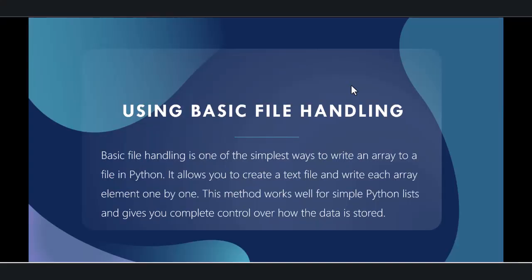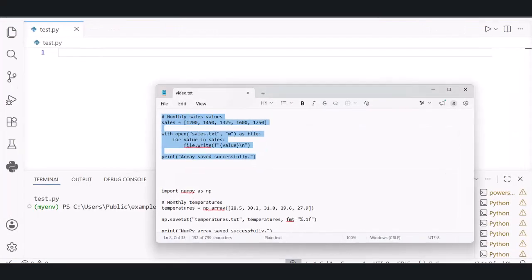Let's start with the first method, that is using basic file handling. Using Python's basic file handling functions is one of the easiest ways to save an array to a text file. We simply open a file in write mode and write each element of an array into it. This approach is suitable when you are working with a simple Python list and want full control over the file format. Let's see an example for this.